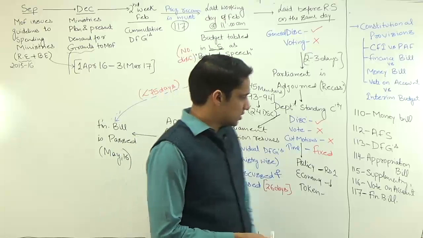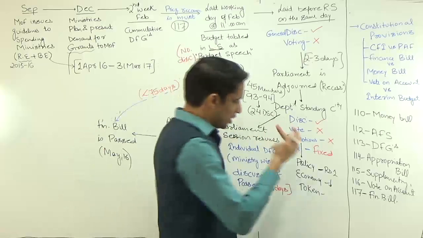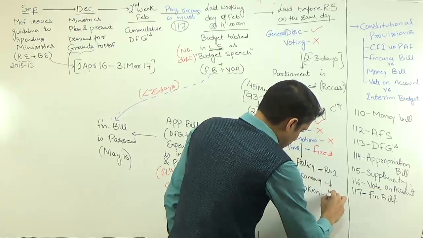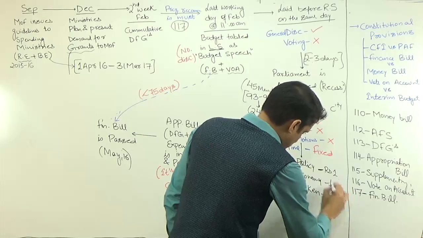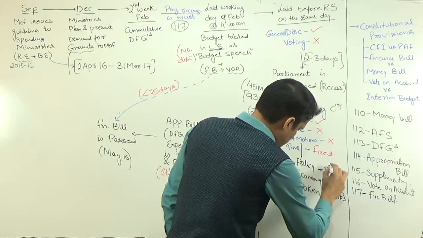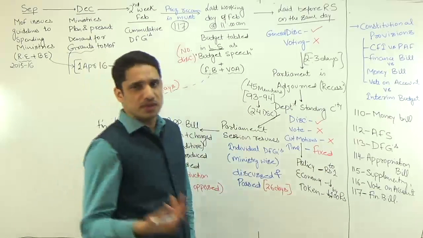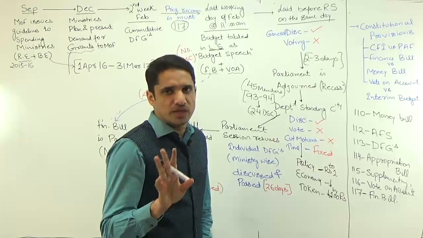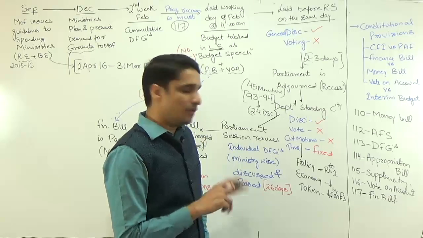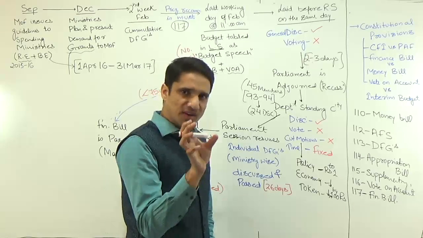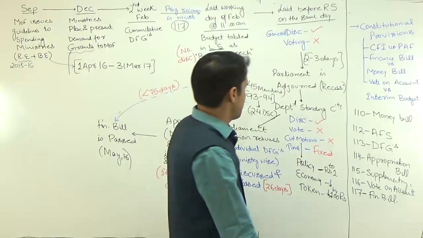Then we have the token cut. Token cut is nothing but the symbolic of the symbolic. Token cut is a decrease by 100 rupees, or even by 2 rupees. Token means it's just a token thing. I just want to show that I don't agree with this, and that is known as the token cut. Of course, the cut motion itself is symbolic, and within this symbolic we have this token cut, which is symbolic of symbolic.